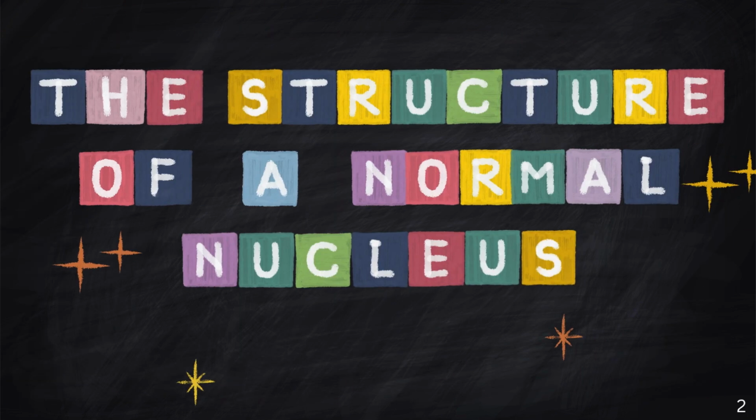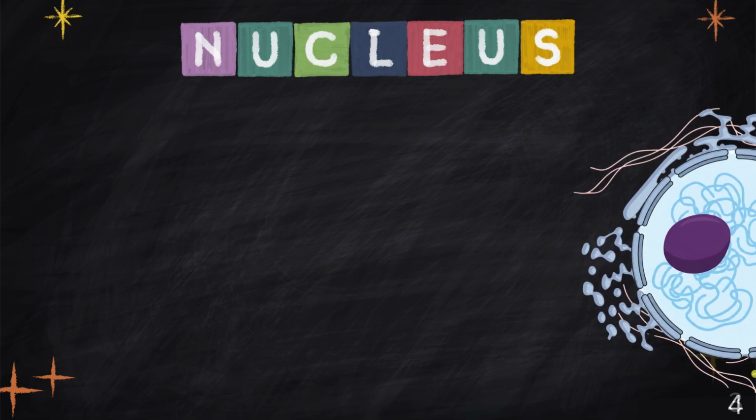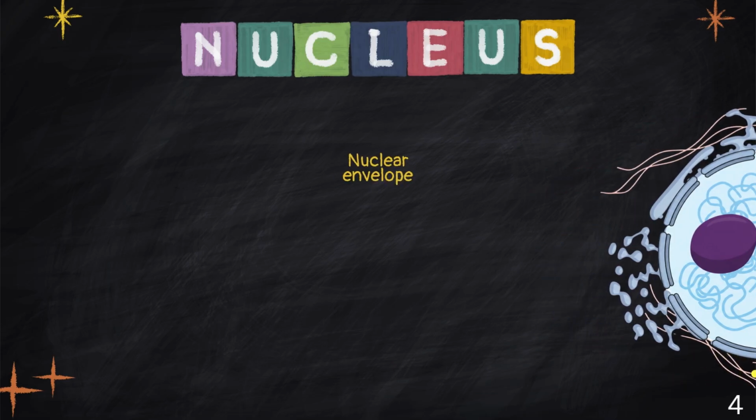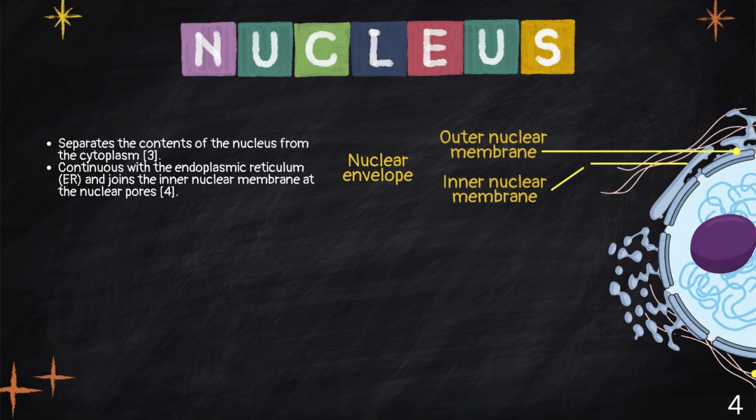Before we go in depth about nuclear groove, let us first look at the normal structure of the nucleus. The nucleus contains several important structures with different functions. First, we have the nuclear envelope, which is continuous with the endoplasmic reticulum. It consists of an outer nuclear membrane and an inner nuclear membrane, which are connected at nuclear pores. The nuclear envelope separates the contents of the nucleus from the cytoplasm.